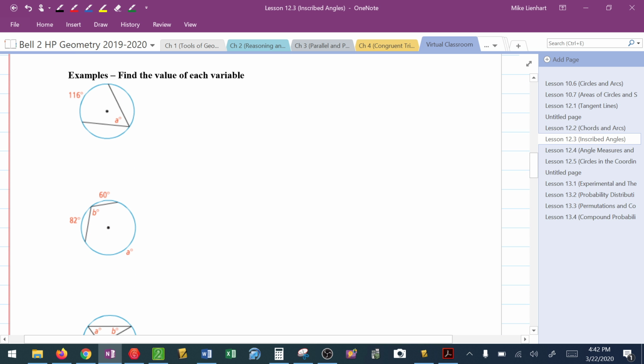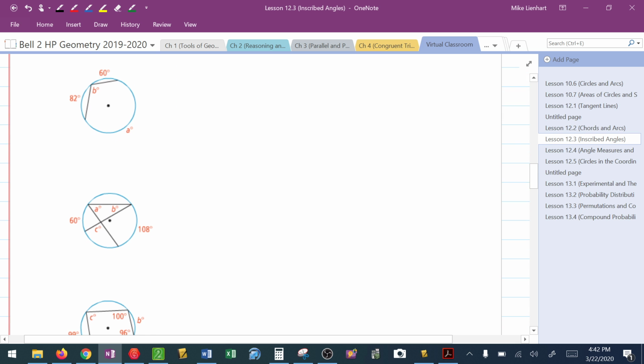In this first example, I notice right away that that is an inscribed angle. I know that an inscribed angle, A, is equal to half its intercepted arc, and in this case, its intercepted arc is 116. I can very simply conclude that angle A must be 58 degrees.